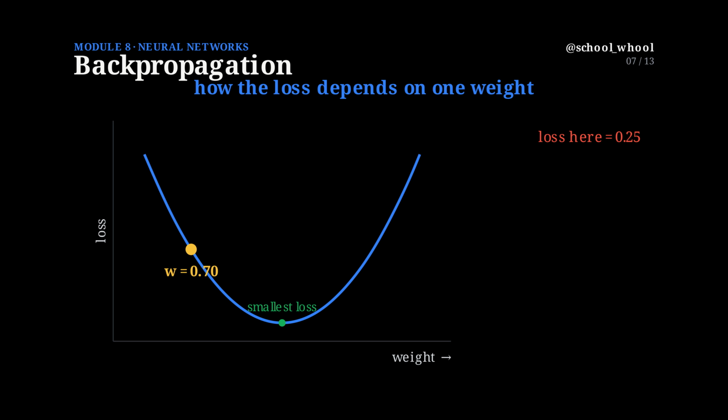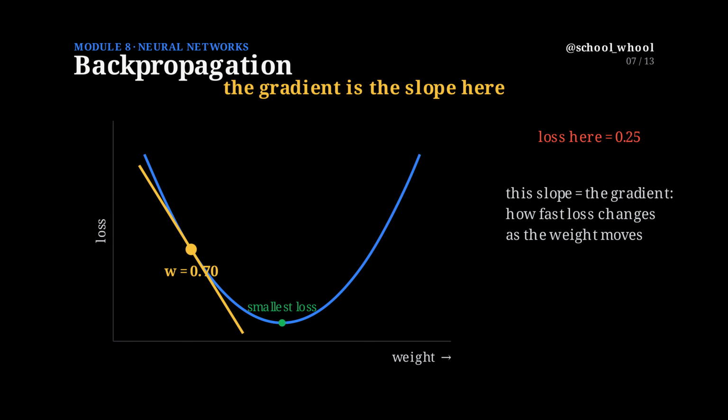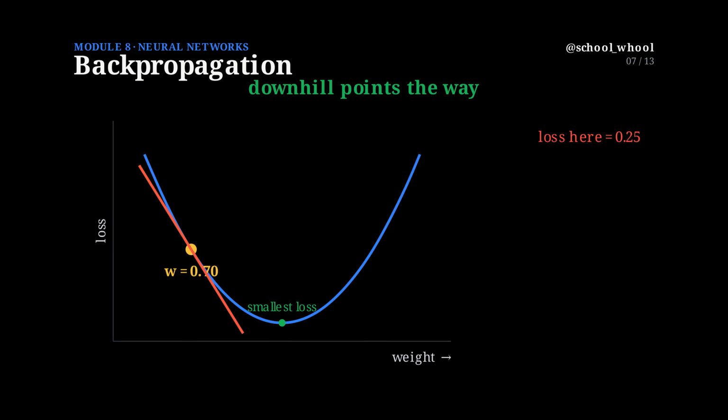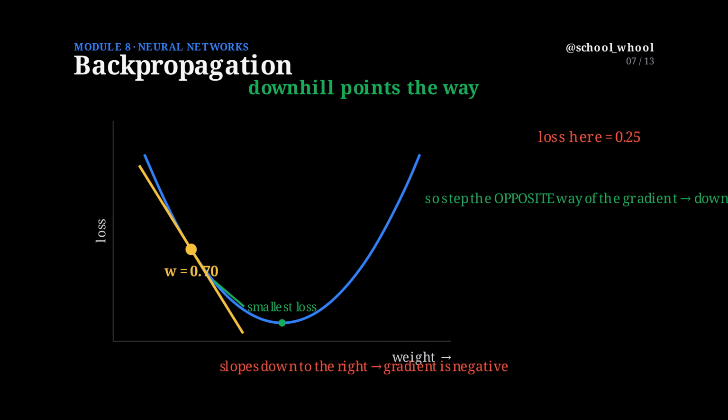Now the key idea. Touch a straight line to the curve right where our weight sits. That line is the slope of the curve at this point. And that slope is exactly what we call the gradient. It measures how fast the loss changes if we nudge the weight up a little. Look at which way the line tilts. Here it slopes downhill to the right, so the gradient is negative. A downhill to the right slope means, increase this weight and the loss goes down. So the rule is simple. Step in the opposite direction of the gradient, and you always head downhill toward the bottom of the bowl.